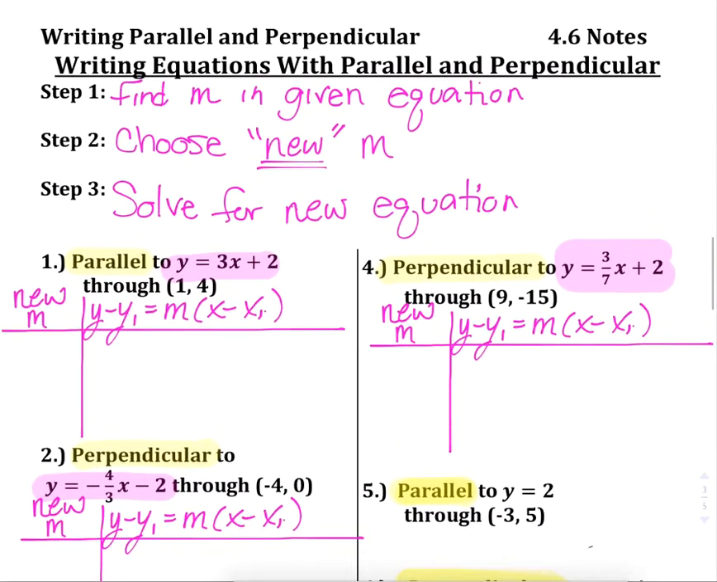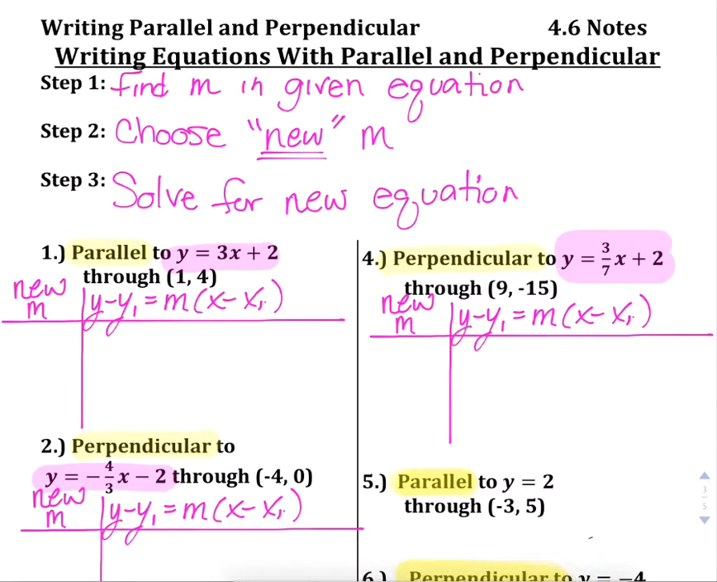All right, I'm going to ask you to pause on the screen. Go ahead and set up problems 1, 2, 3, and 4 all the same way. Leave yourself some room to write. And go ahead and write steps 1, 2, and 3. Press play when you're ready.